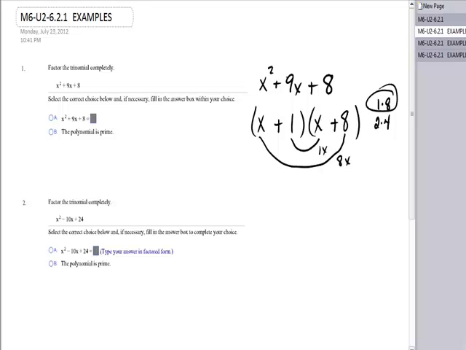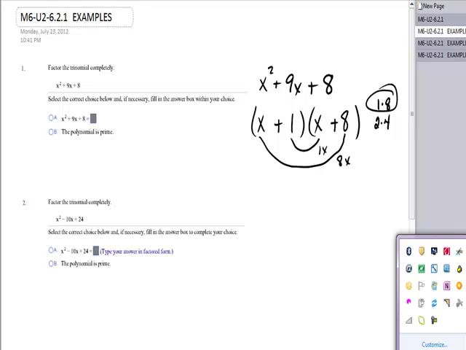And everything works out the same. You check x squared, x times x is x squared, outers and inners add up to be 9x, 1 times 8 is 8. Those are the factors.